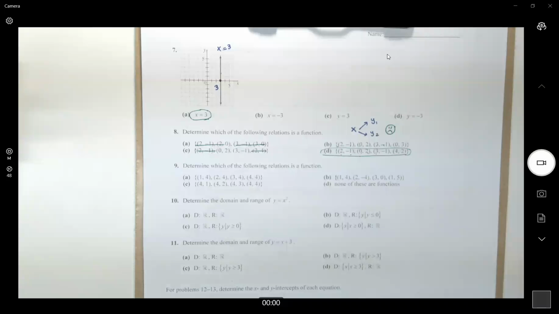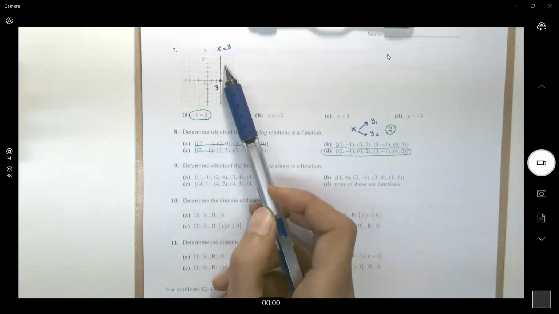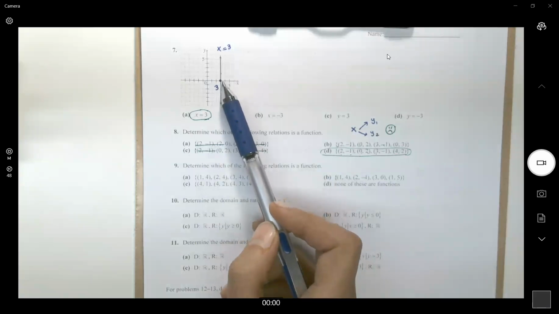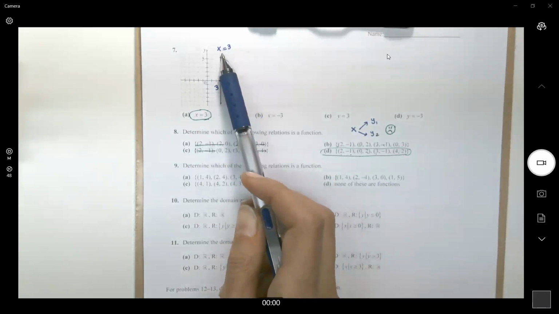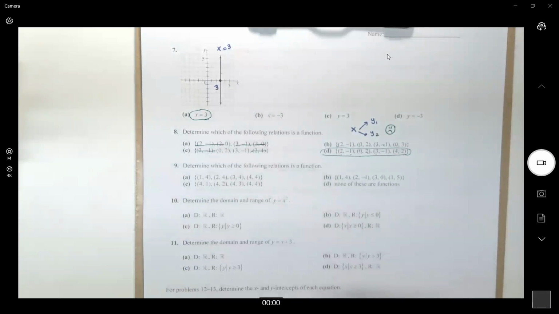Let's take a look at number 7. Number 7, your x value is fixed. No matter what your y is, your x is always fixed. So this is an equation of a vertical line, x equals 3. x equals 3 is the answer here.